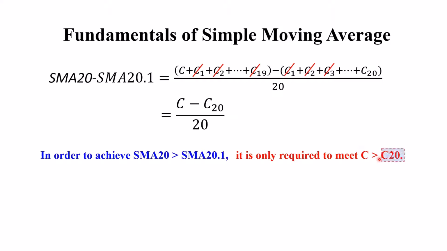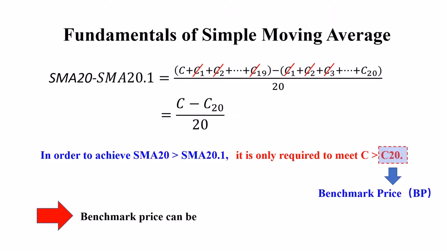Here, we define C20 as the benchmark price, BP. Benchmark price can be used to predict the moving direction of SMA.